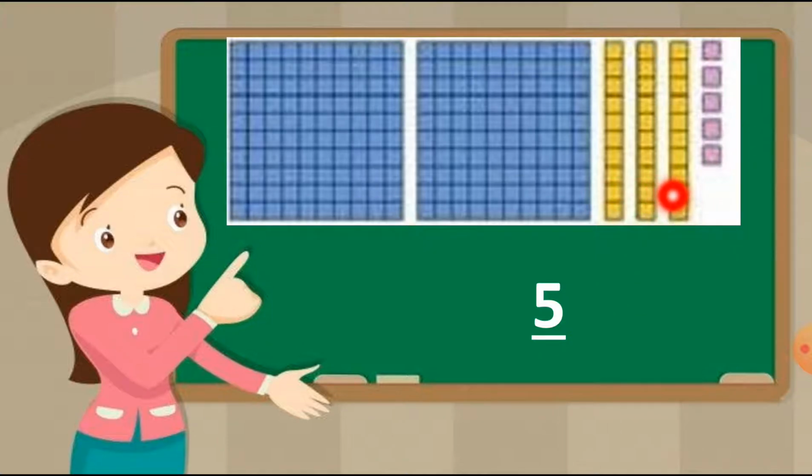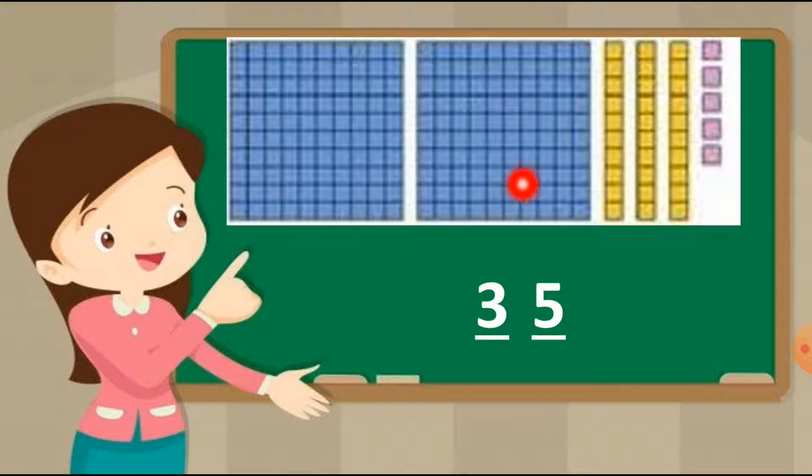Now let's move to the tens column, students. Here are the yellow sticks standing in position. Let's count: 1, 2 and 3. Which number will we put in the tens value? Let's count again and you also count with me: 1, 2 and 3. So we have to write 3 in the tens place.